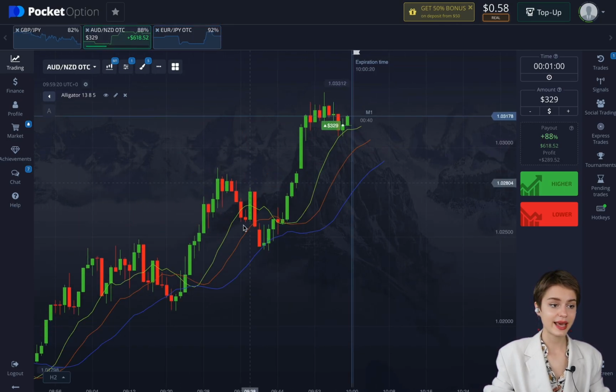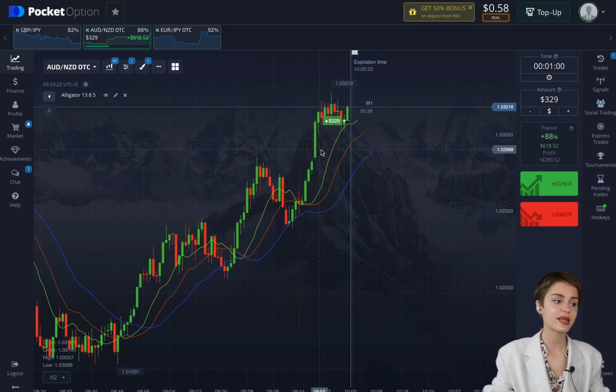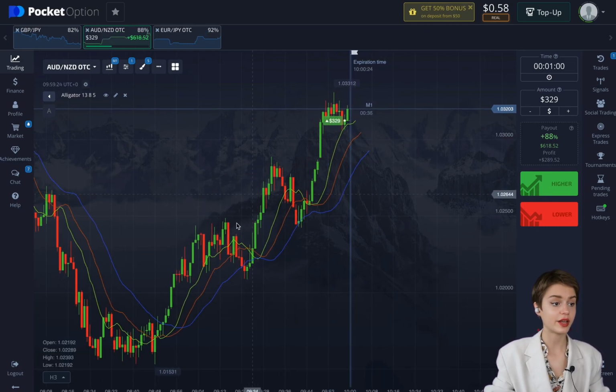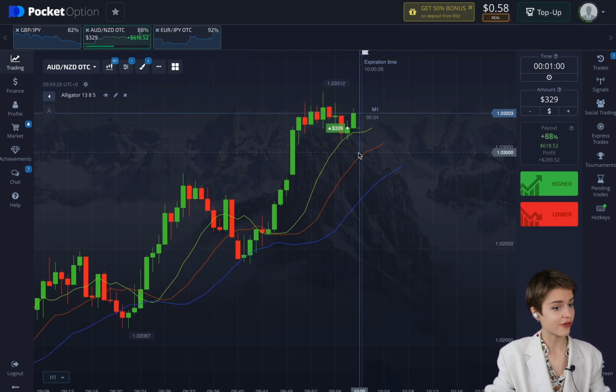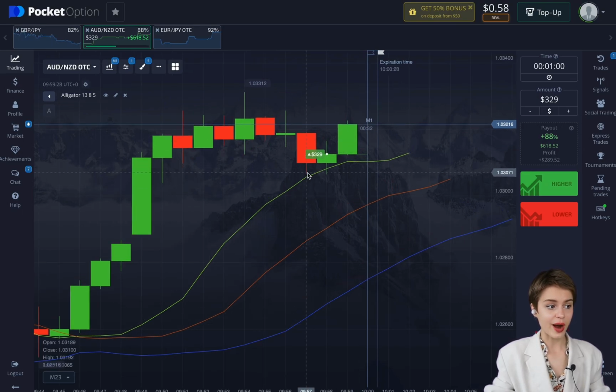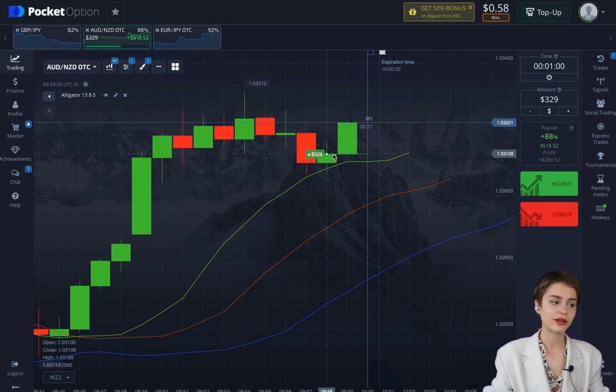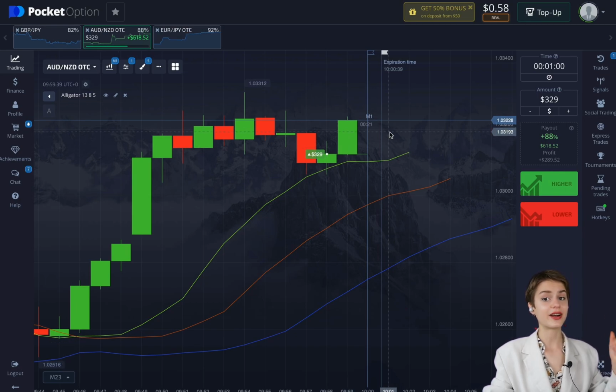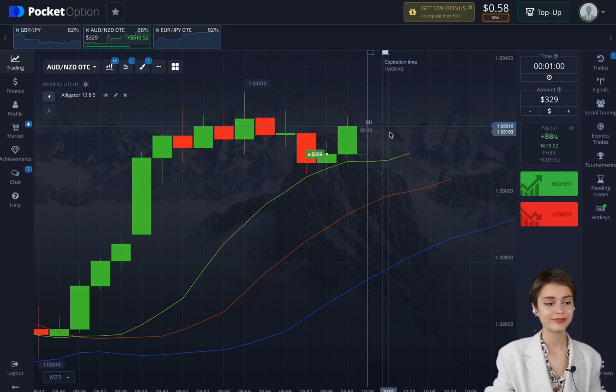But in this case, it seems more confident, so we open a deal right here on a trend. We came across the green line. Opening a deal right away would make no sense. We waited for the next candle to close, so it confirms the rollback of the chart. And now we open a deal with higher and wait.